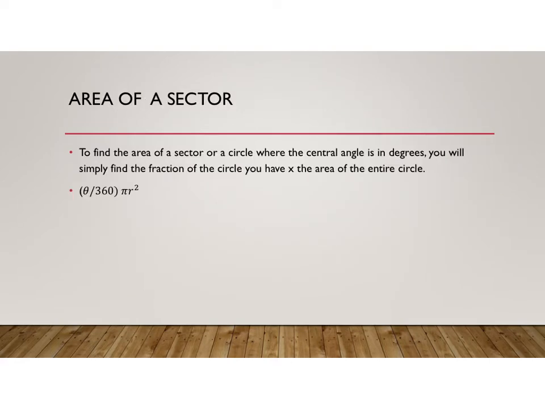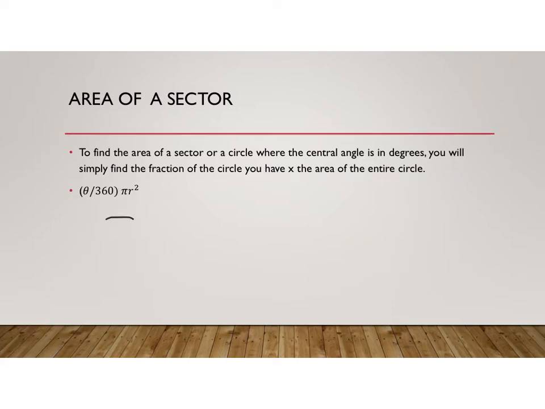All right, so to find the area of a sector, where the central angle is in degrees, you're going to simply find the fraction of the circle you have times the area of the entire circle. So the angle divided by 360, because there's 360 degrees in a full circle, times pi r squared.